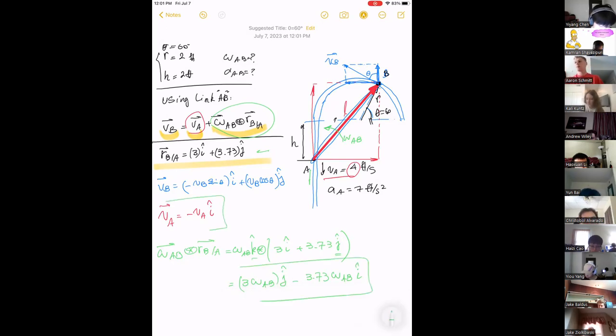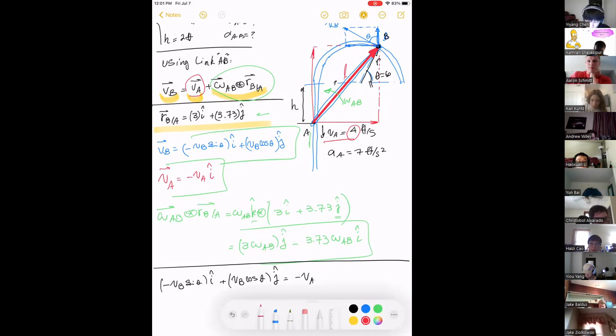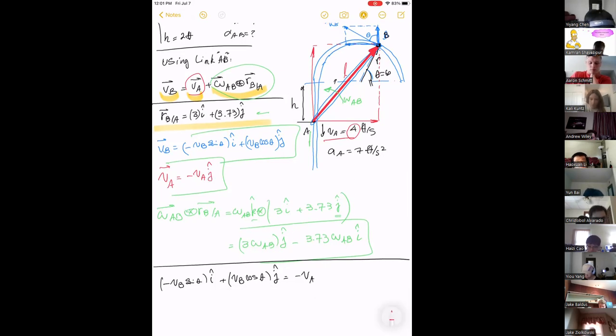So this is one term. This is another term. This is another term. I'm going to substitute all of them into the main equation. So you're going to get minus VB sine theta i plus VB cosine theta j equals minus VA. And sorry, this is j. VA goes down, so it's in j direction. Why I wrote i, I'm not sure. This is j. Then plus 3 omega AB j minus 3.73 omega AB i.